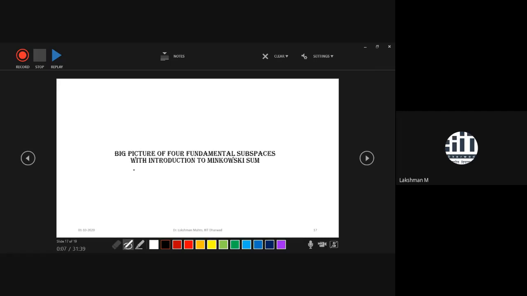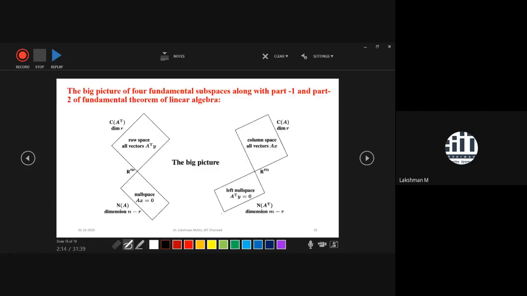So now finally I would like to give a big picture of the 4 fundamental subspaces with the introduction of the Minkowski sum. Here you can observe that this is your domain space Rn, and A is an m by n matrix. That means A defines a linear transformation from where to where? From Rn to Rm. So this one is the domain space Rn. This one is your target space Rm.